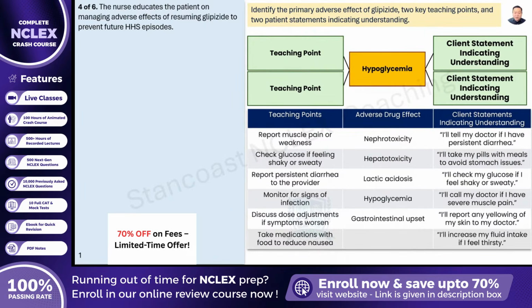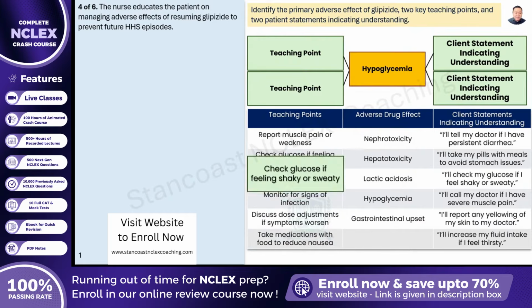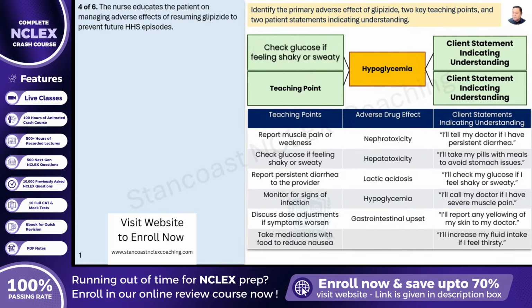The answers for the two boxes here include this one: check glucose if feeling shaky or sweaty, because these symptoms are the early warning signs that the glucose is going down. And if you are teaching the patient to recognize this, they can appropriately respond to them by checking their glucose, maybe with the use of a glucometer at home. And this is one of the best safety strategies to preventing severe hypoglycemia.